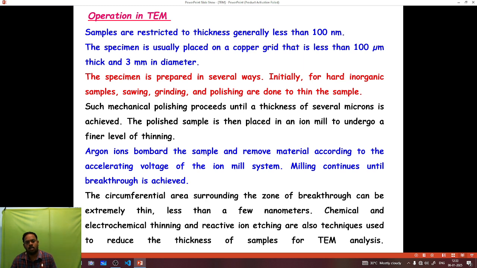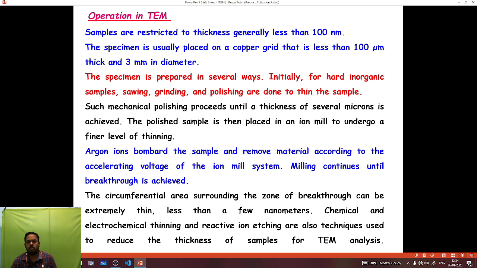This is a transmission electron microscopy operation. Samples usually have a thickness of less than 100 nanometer; the specimen should be very thin. The specimen is usually placed on a copper grid with a 3 millimeter diameter. The copper grid thickness will be 100 micrometer. On that copper grid, the samples will be coated. That will form a thin layer of the sample, and that layer thickness will be less than 100 nanometer.